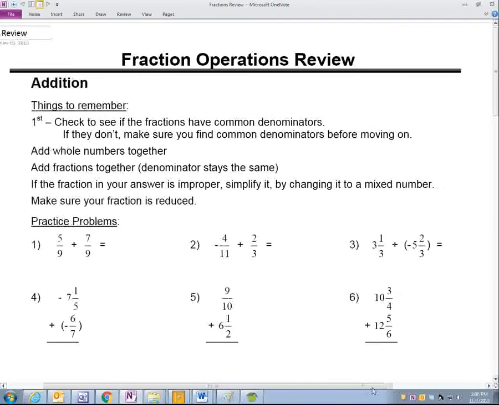Here we go. Fractions, operations, review. Addition. I'm just going to read this. Follow along as I read. You can either follow along on the paper in front of you, on your screen at home, or on the screen in my classroom.